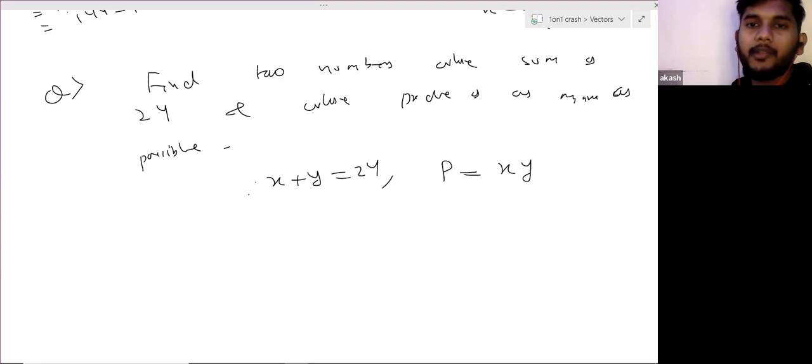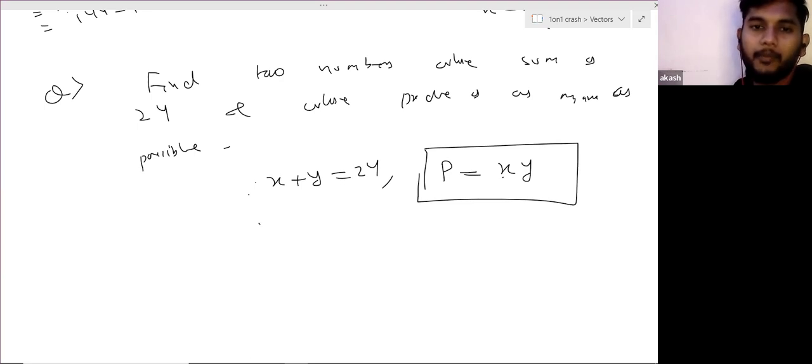So the trick in solving this type of question is always form the equation they are asking, convert that into one variable. So we have x and y, two variables. So let's convert this into one variable. How? We can write x is 24 minus y and put it here.